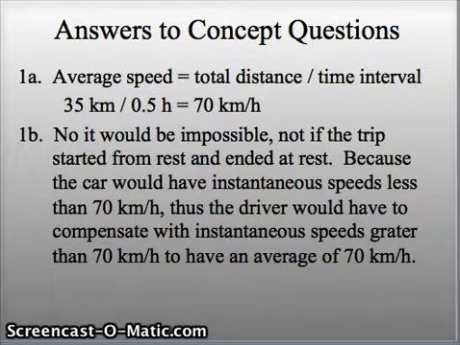Now part B is asking if it would be possible to attain this average speed and never exceed 70 kilometers per hour. Well, it's kind of impossible because you start from rest. I mean, you start from 0. You're not instantaneously going to get to 70 kilometers per hour right away. So in order for a person to have an average speed of 70 kilometers per hour, that driver will have to exceed 70 kilometers per hour to compensate for the car reaching that average speed. If you have any questions, ask tomorrow.